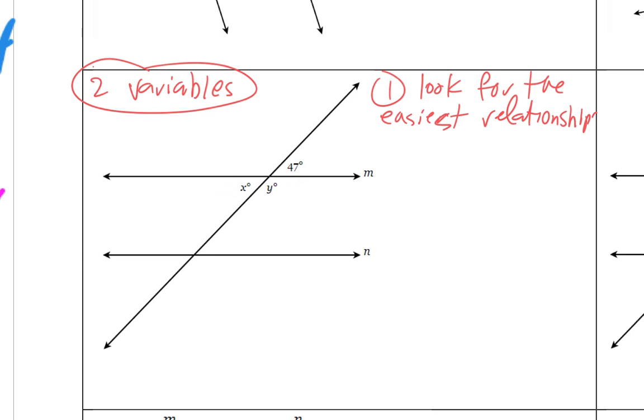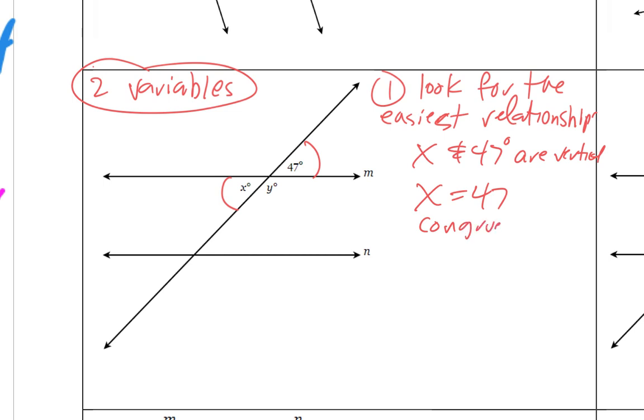Well, here's what I do. What I really notice about x and 47, these are x and 47 degrees are vertical, right? So if they're vertical angles, that means they're equal to each other. That means they're congruent. So x equals 47 degrees.